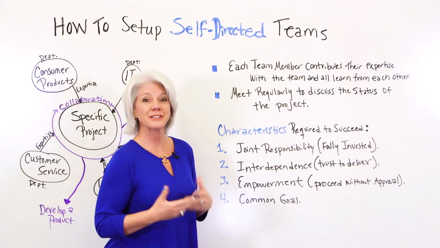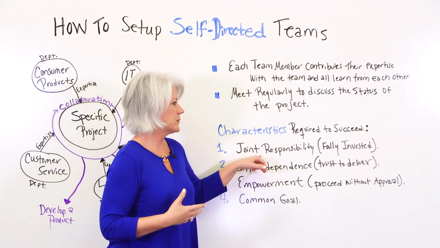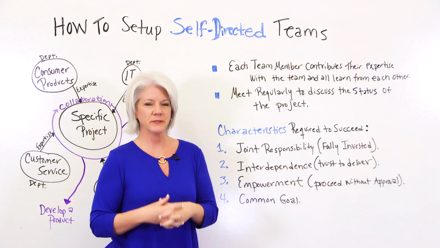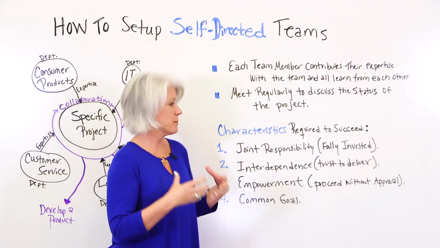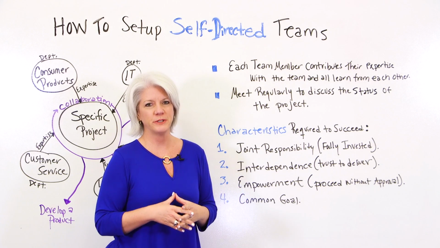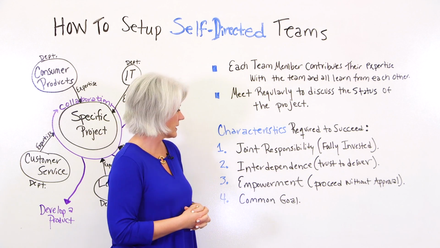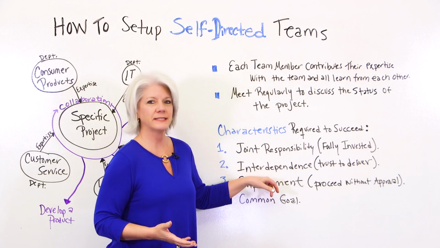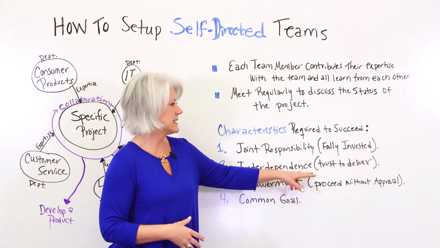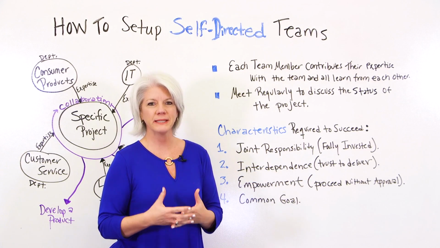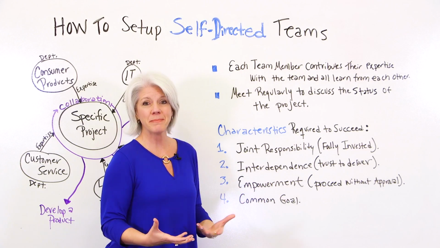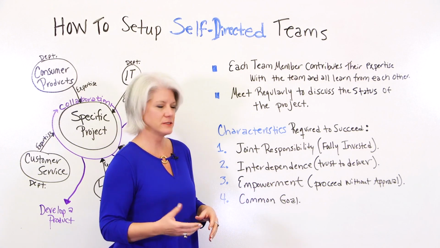So there are four. So the first one is joint responsibility. So each person has a responsibility for their area or their domain, and then they all are fully invested to contribute towards the success of the project. There's interdependence, so they all rely on each other, and they've got to trust that each one is going to complete and deliver their work product as scheduled, so they won't impact negatively the others.